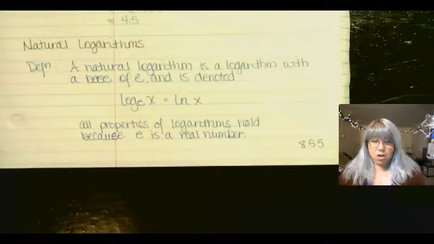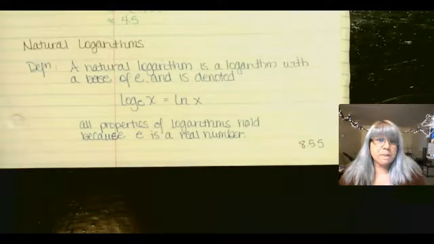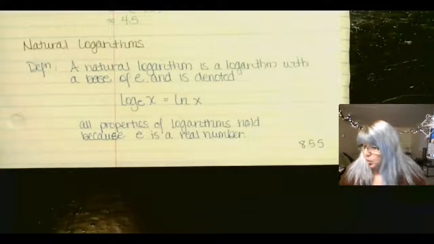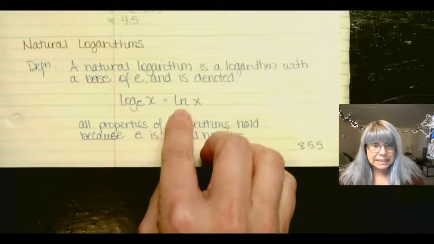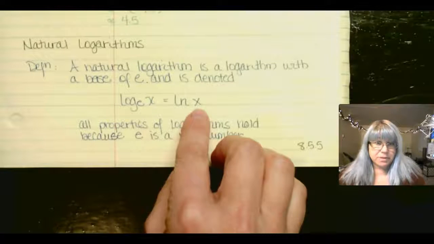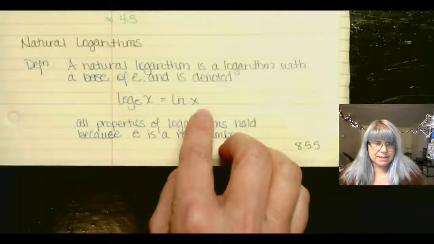All right, that's enough about common logarithms. Let's talk about natural logarithms. A natural logarithm is a logarithm with the base of e, and we denote log base e of x as the ln of x. Logarithm natural, if you want to think of it like that, the ln of x.